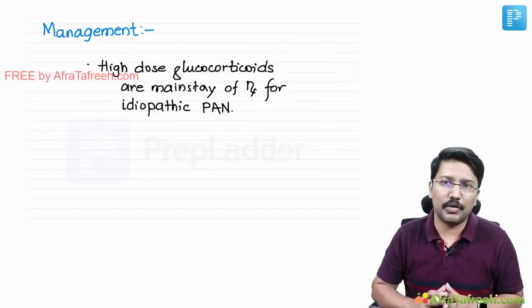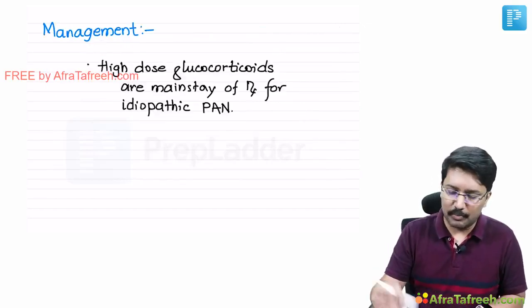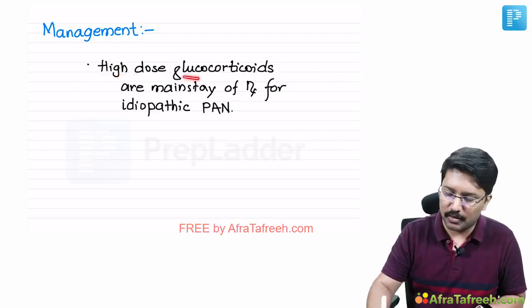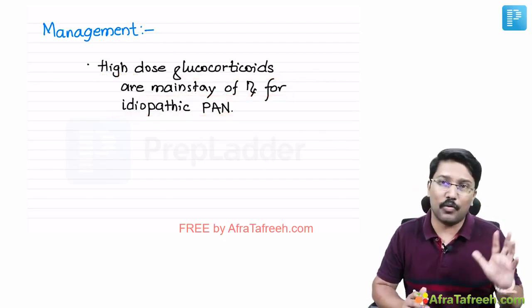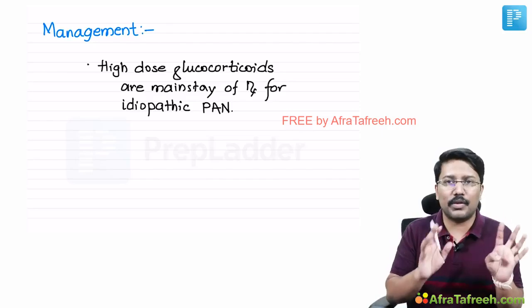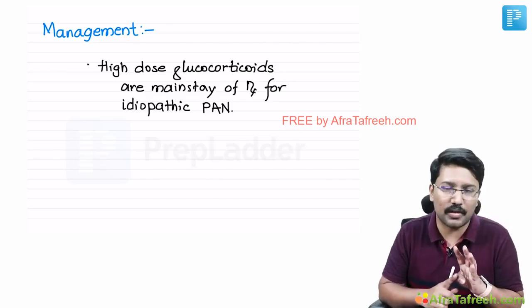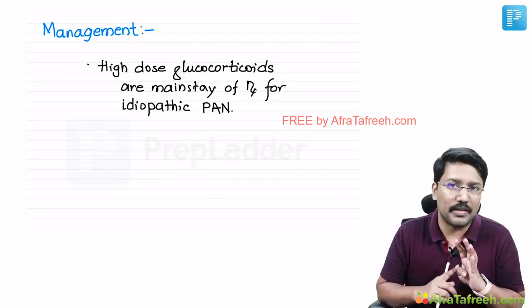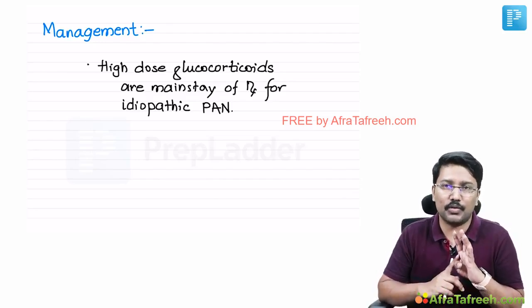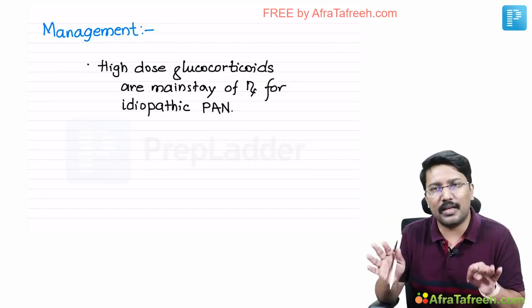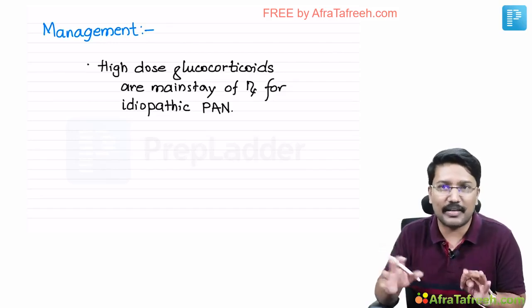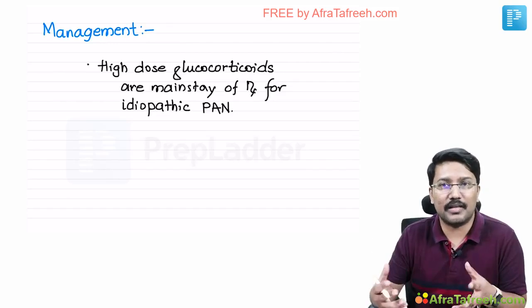Okay, coming to the management of polyarteritis nodosa, right? The simplest way to manage these patients is to give them high dose glucocorticoids. That is the mainstay of treatment for idiopathic polyarteritis nodosa. But when we talk about the secondary, right? We should know how we manage a case of idiopathic polyarteritis nodosa, how we manage a case of secondary polyarteritis nodosa, mainly with attention to hepatitis B and hepatitis C, and how we manage the complications.